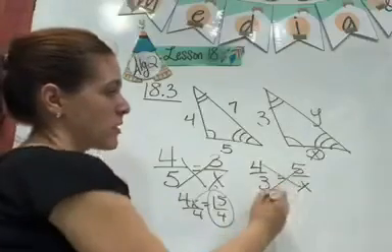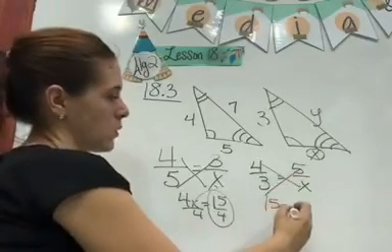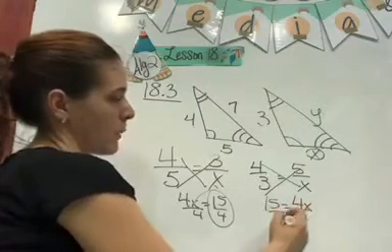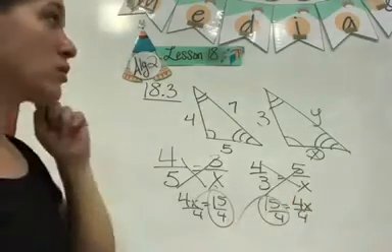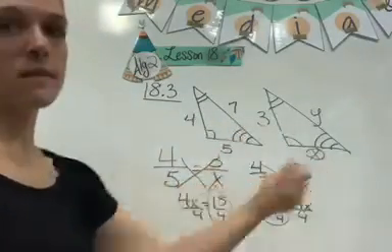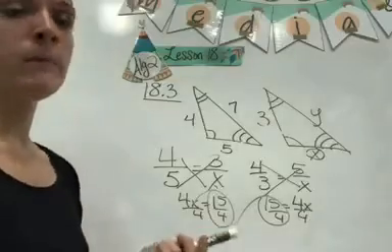This one is crisscross and multiply. 3 times 5 is 15 equals 4x. Divided by 4, your answer is 15 over 4. So you can either go this over this equals this over this, or you go this over this equals this over this. Okay? As long as you're using the right sides.